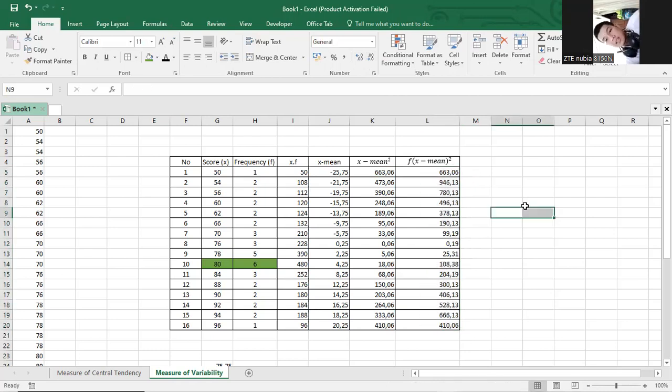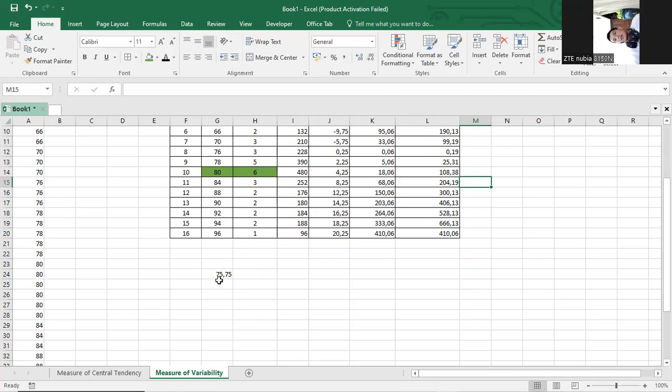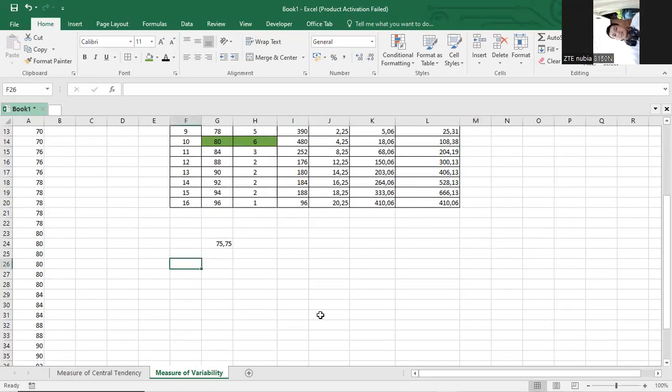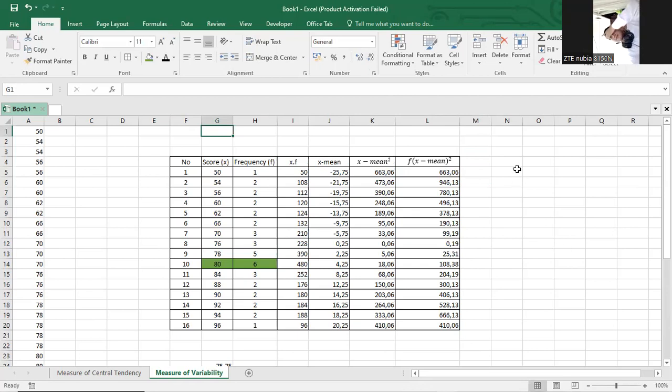Okay. After we know all the data here, X kurangi min pangkat 2, dan F dikali X kurangi min pangkat 2, we're trying to find range now. And how to find range? It's kind of the same as the previous one, that we have to do manually. After that, we do it the Excel way. Range. The first one is the manual way. It's kind of easy, you know.